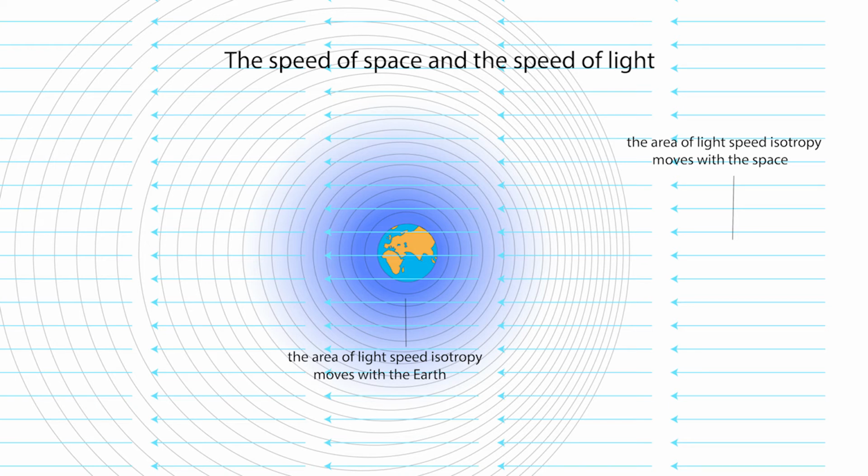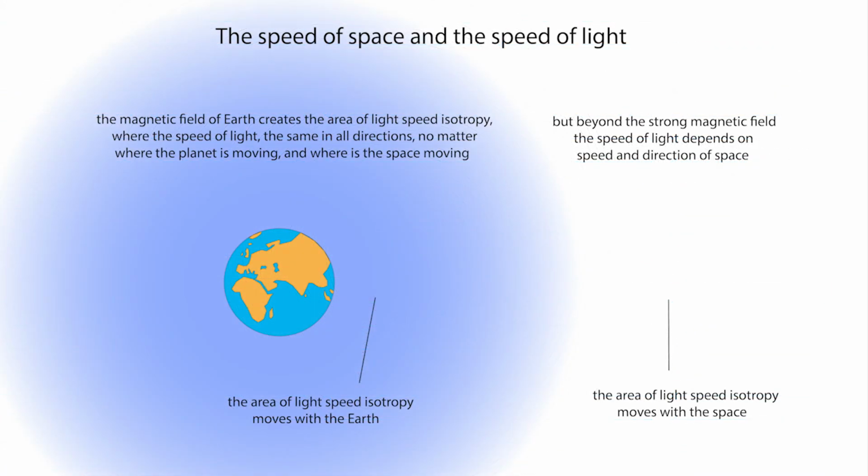Besides, the speed of light depends on the medium. In the atmosphere, it's less than in cosmic space. On the basis of all that, we can make the conclusion: the speed of light depends on the strength of the magnetic field, and when it's weak, it depends on the speed of space.